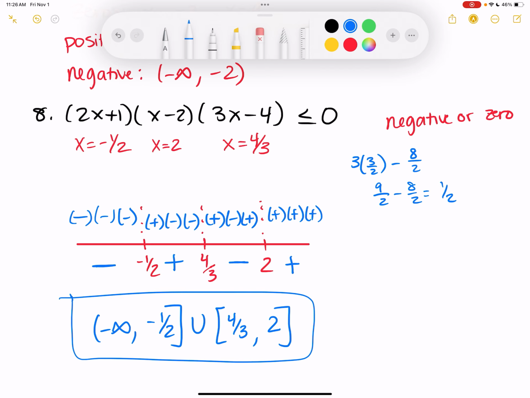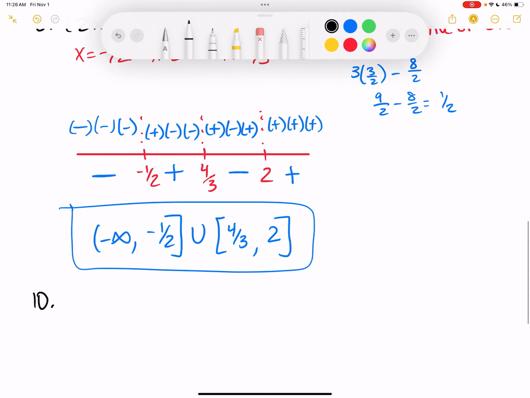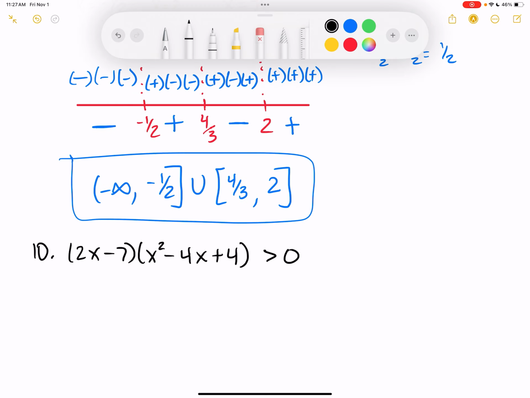Let's see, number 10. 2x minus 7 times x squared minus 4x plus 4 is greater than 0. So what values do I need for this one when I get to my final answer, since this is greater than? Positives, not 0. Or not zeros, I guess I should say.